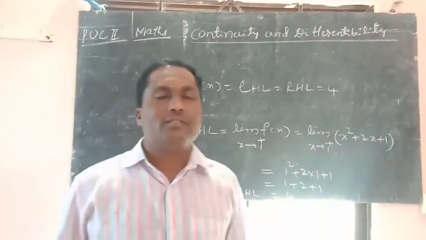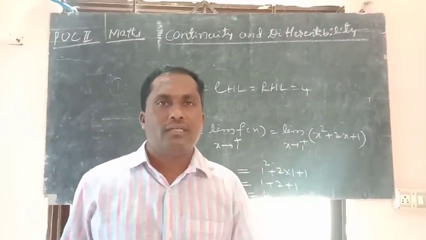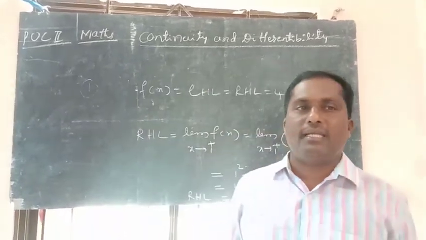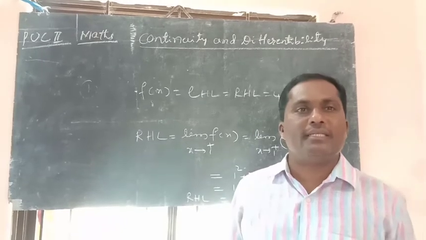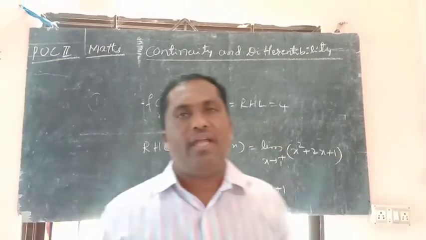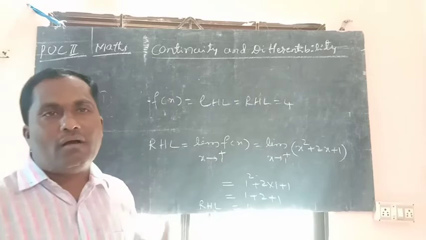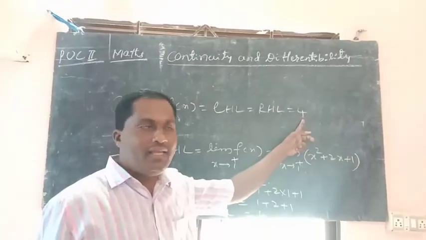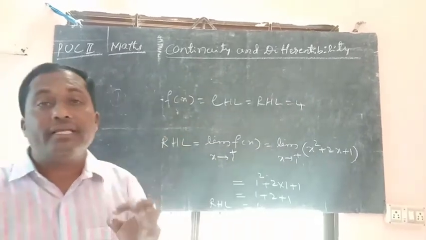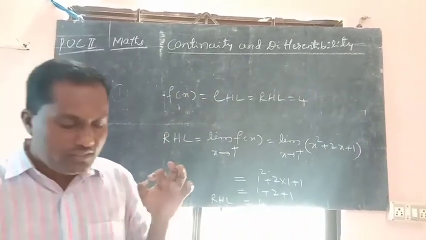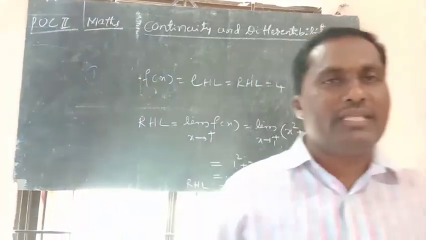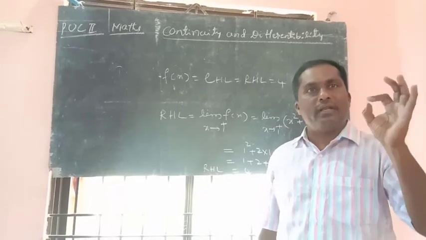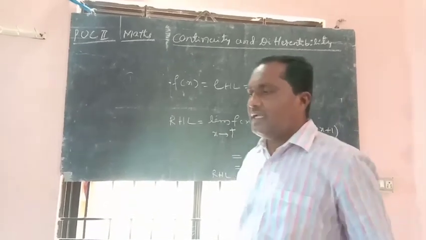So according to the definition of a continuous function, what is the status? It states that a function f of x is continuous if and only if LHL and RHL are equal. So here both are equal. What do you say? Yes, this is called a continuous function. Once the function is continuous, we say both right hand limit and left hand limit are equal. Right? So I take another example.